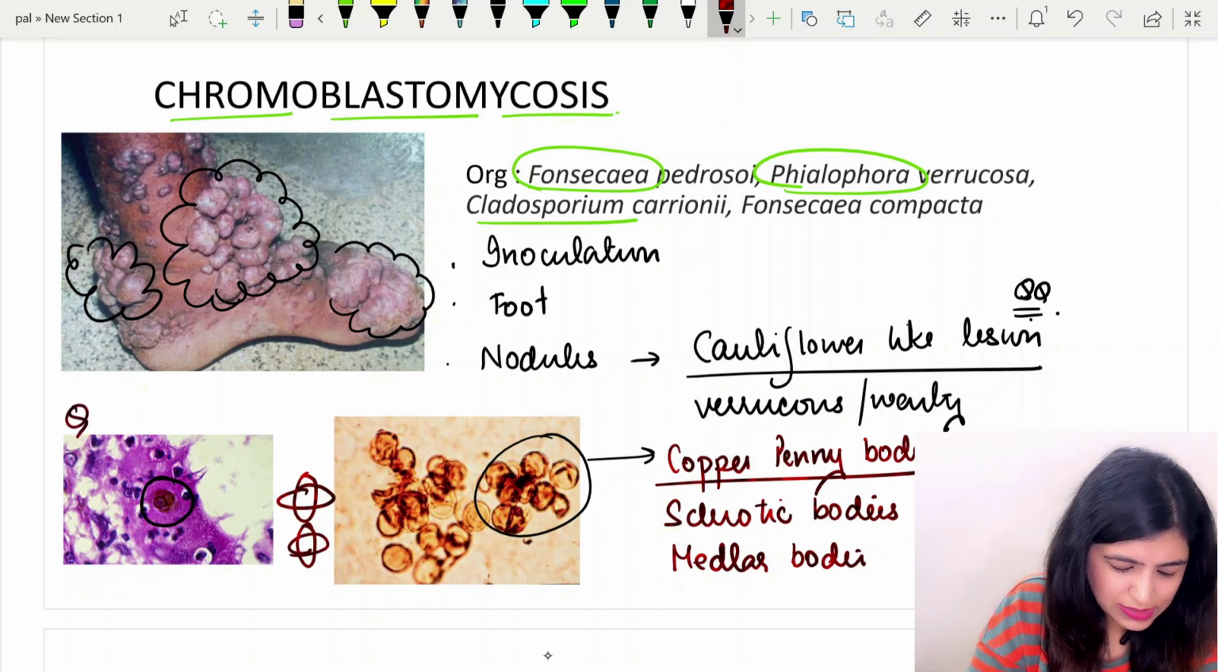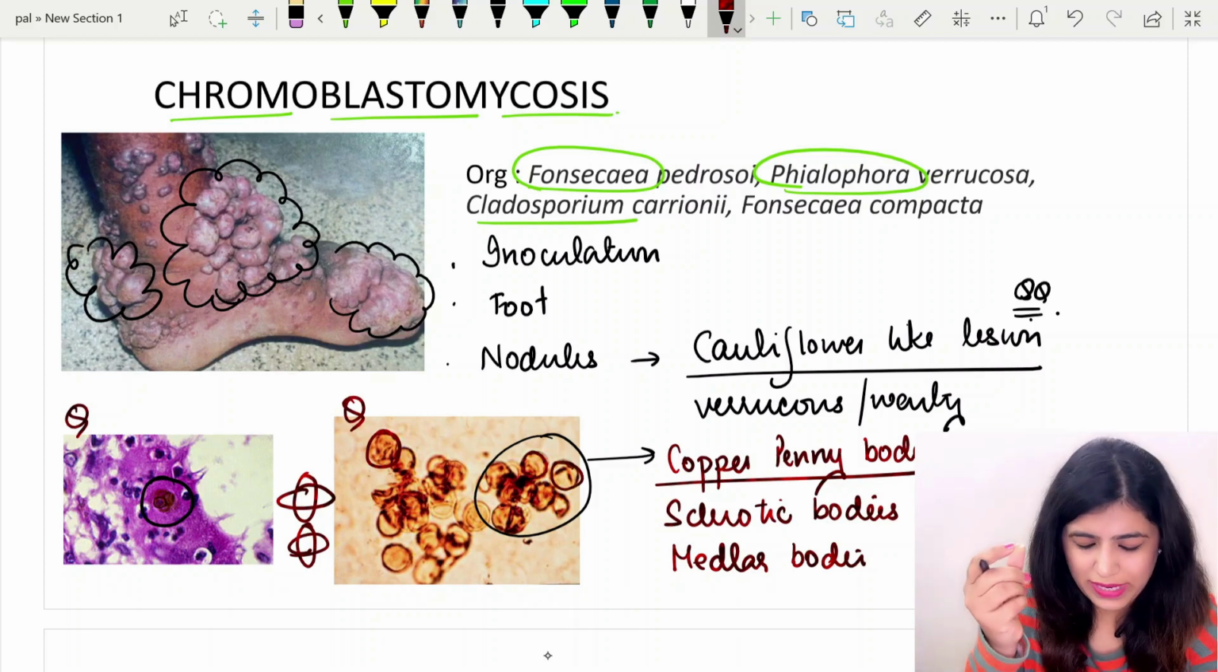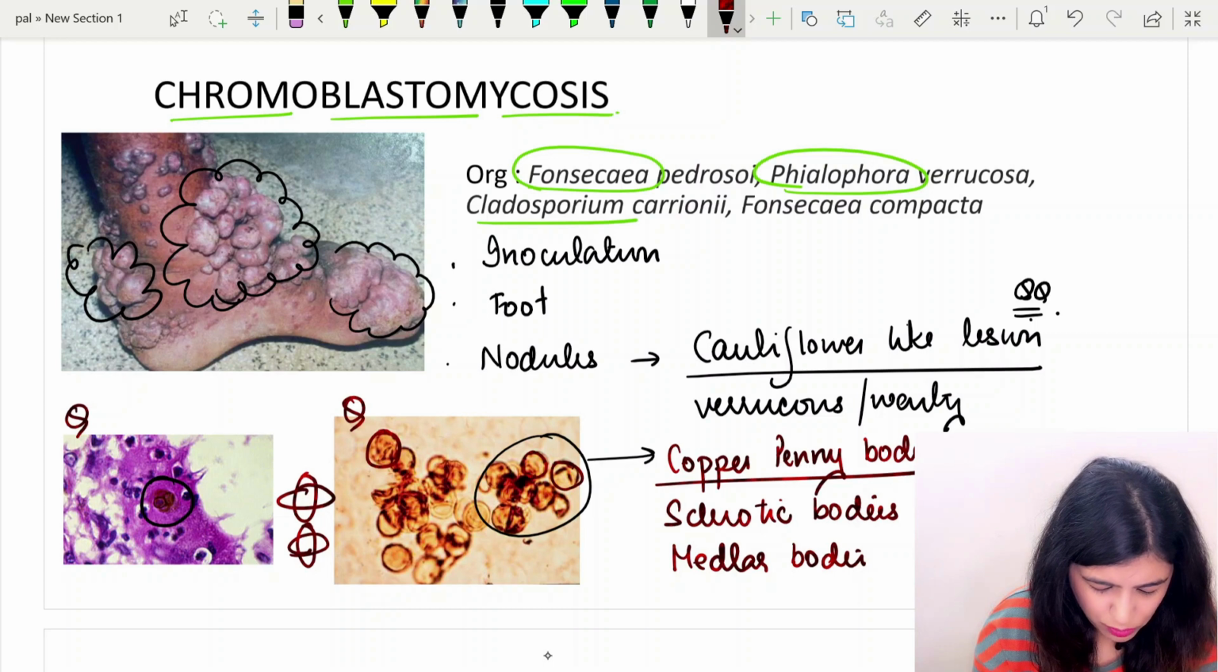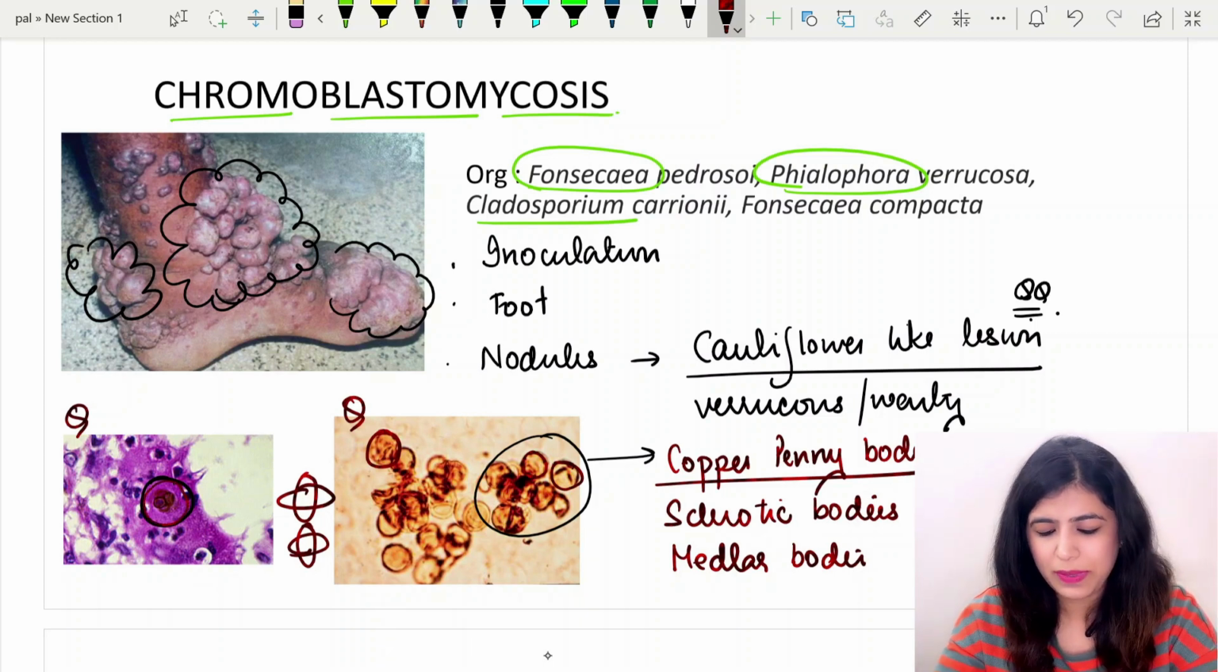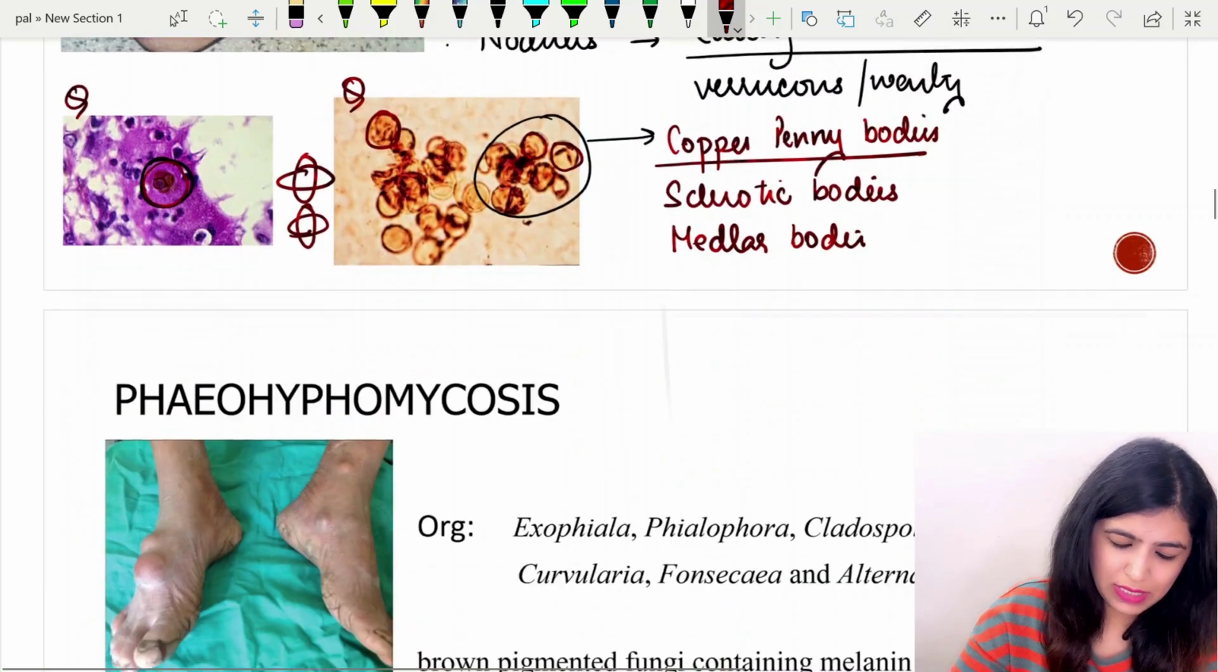So you can get this as an image based question. First of all, look at the color and the round nature which looks like copper coins, and then maybe if you can notice this equatorial budding, that is the copper penny bodies or the medlar bodies.